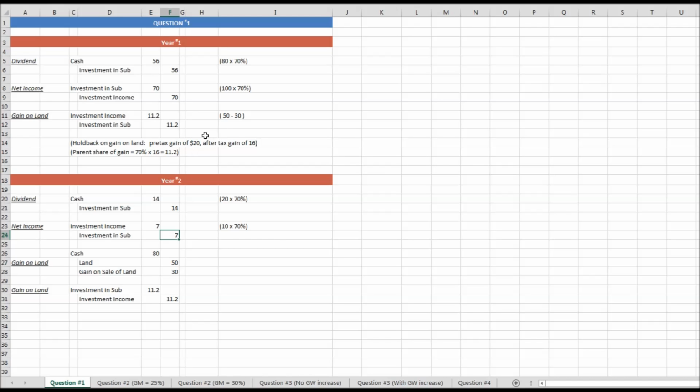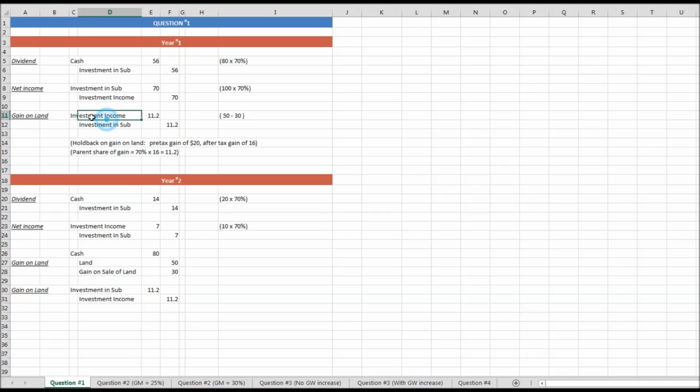And then what we do is we multiply it by the portion owned by the parent, which is 70%, and also the portion of tax. So the tax rate is 20%. We could multiply that by 80%. That gives us 16 times 70% gives us $11.2 right there. And so we want to hold that back.